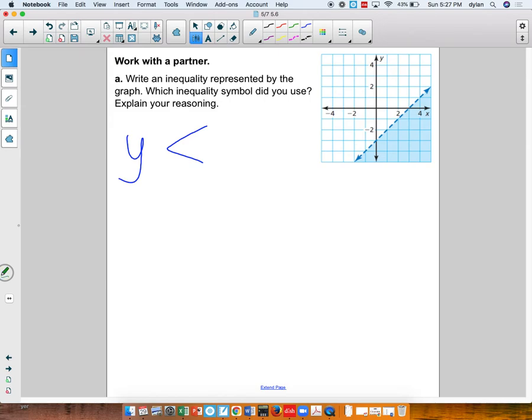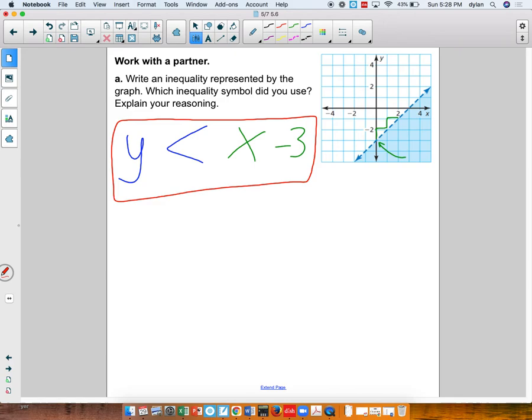In this case, our y-intercept is right here at -3. So I know that I'm going to put a -3 on the outside. And our slope here is up 1 over 1, which tells me that our slope is 1. In other words, I could write it as 1x, but even better would be to just write it as x. So our inequality that represents this graph would just be y is less than x minus 3.